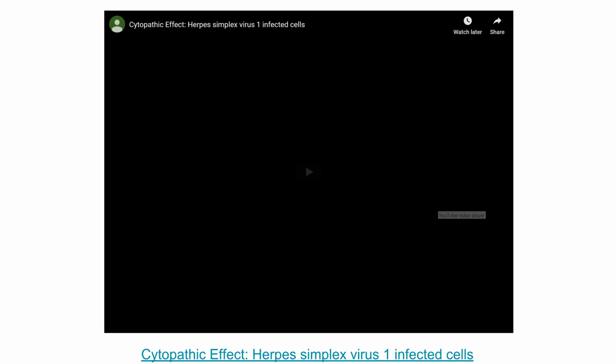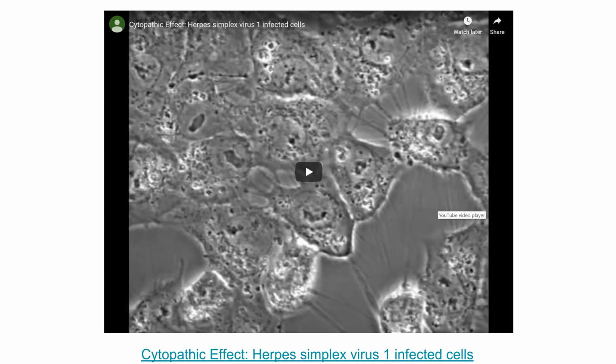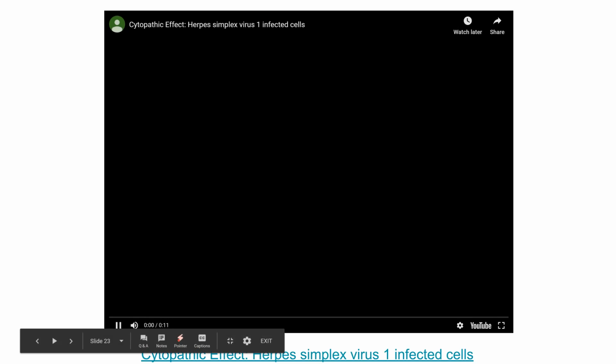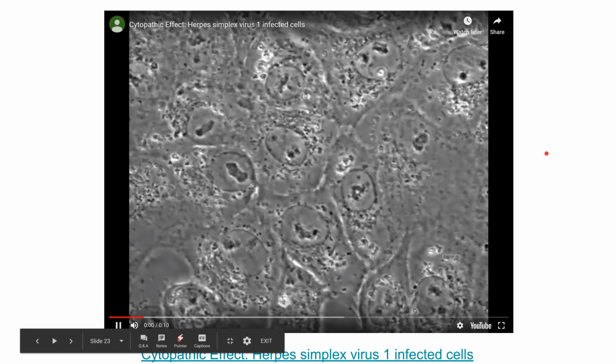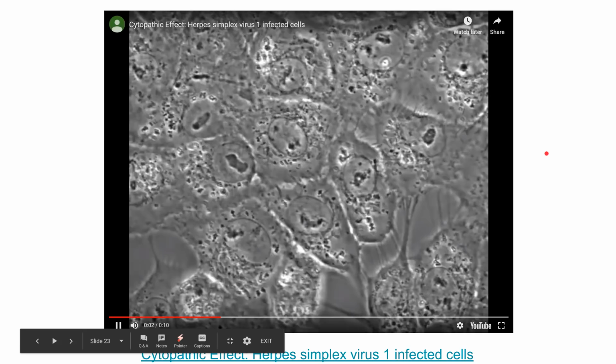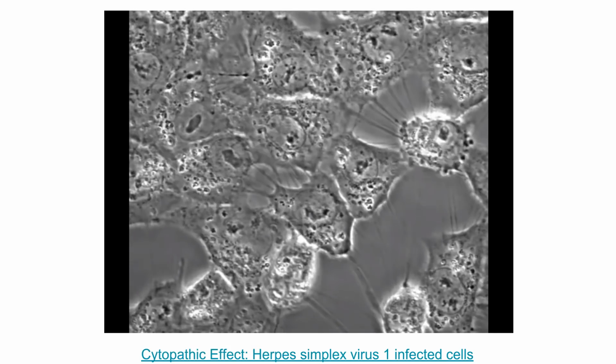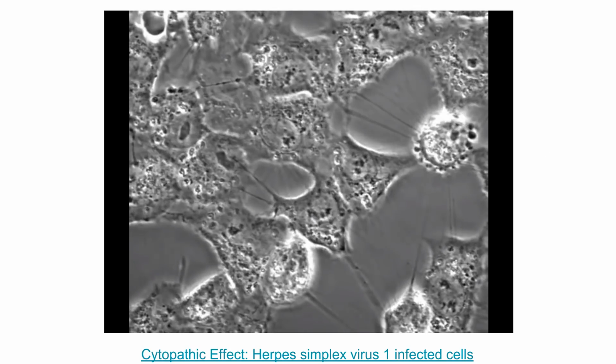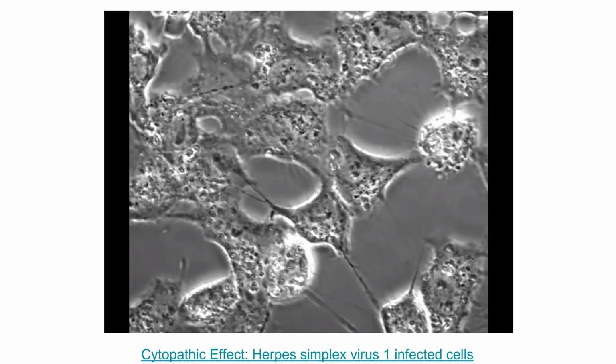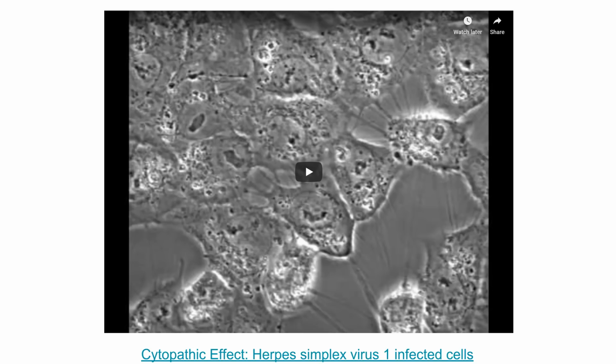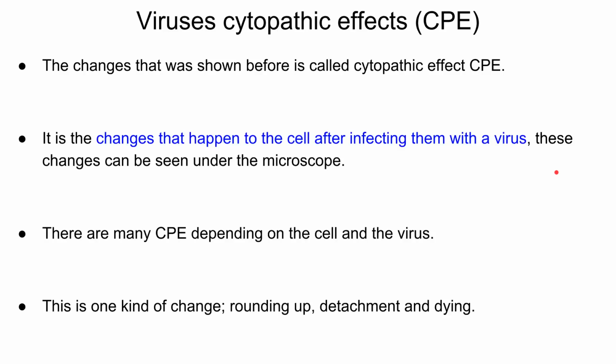Now I want to play a video of herpes simplex virus 1. Do you remember it, the one we talked about last time? Infecting, the cytopathic effect of HSV1. Pay attention to the cells where they start showing a cytopathic effect, where they are rounding up, right? And they will afterwards detach and they will die. This is the cytopathic effect of HSV.